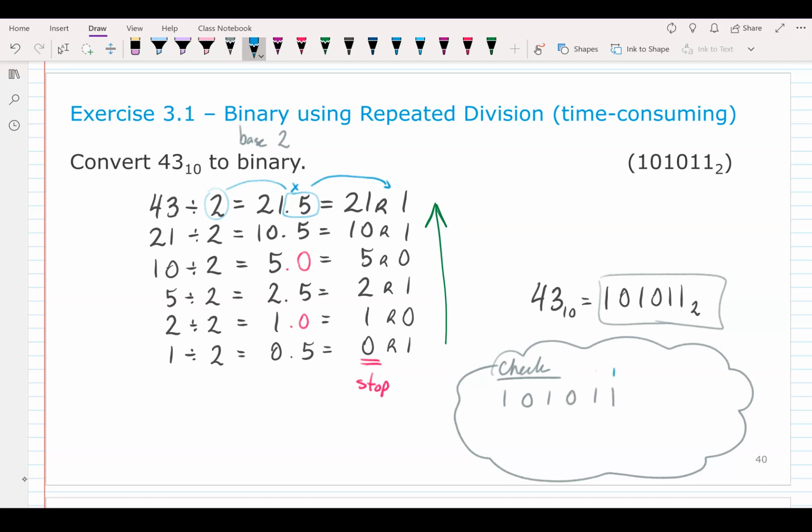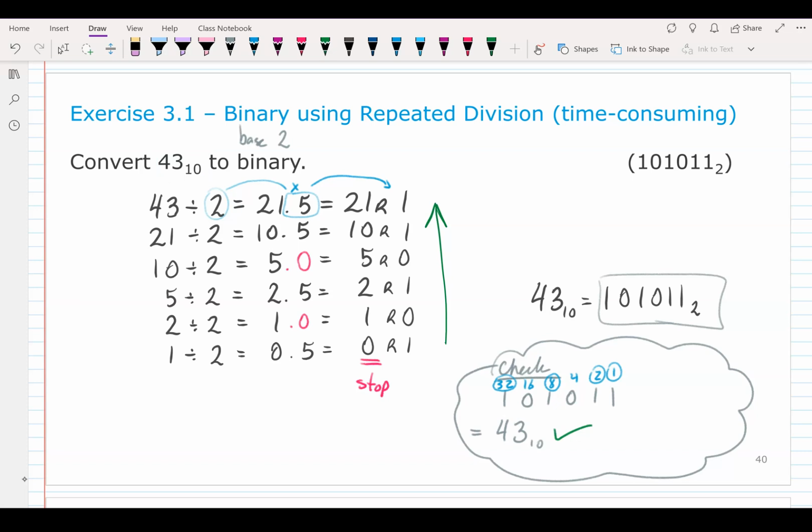This is how many 1s we have, 2s we have, 4s we have, 8s we have, 16s we have, and 32s. So our answer should be 32 plus 8 plus 2 plus 1. 32 plus 8 plus 2 plus 1 is 43. That's our decimal answer. The check is correct because it matches what I started with, and that's a good thing.